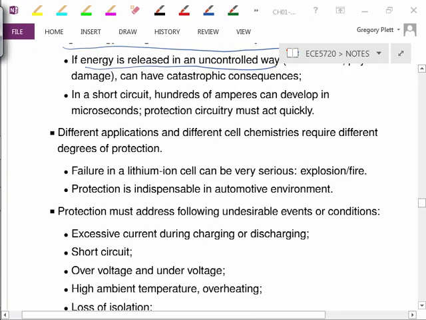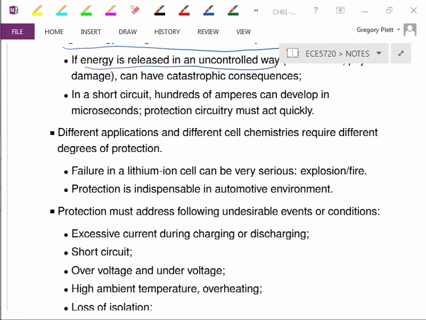Different applications and different cell chemistries require different degrees of protection. A lithium-ion cell failure can be very dangerous. There could be an explosion or a fire. And in an automotive environment, protection is absolutely critical. You just can't get away without it.